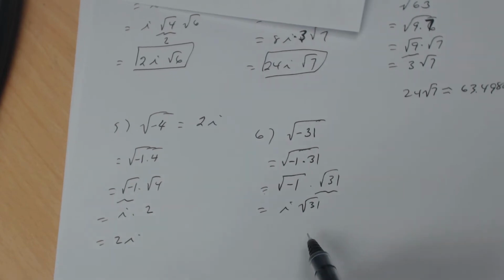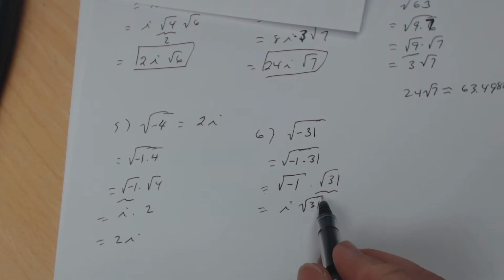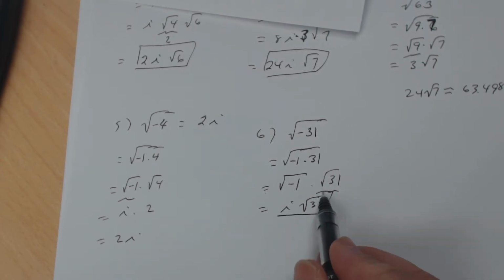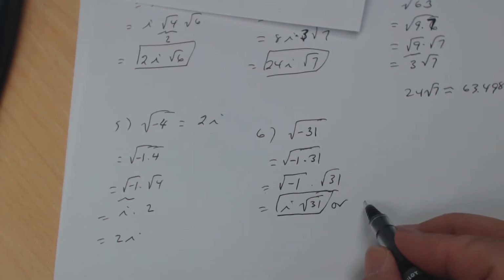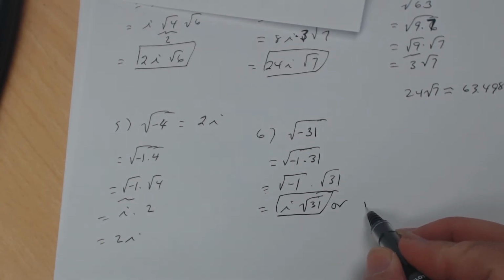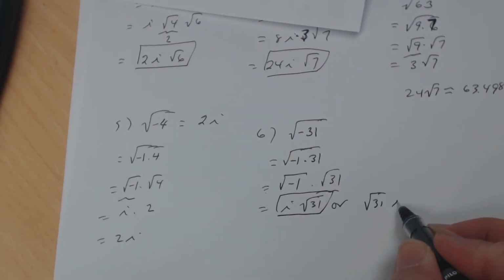Now, here's how you write this one. Now you can leave it like this. That's fine. Say i square root of 31. Or, here's how you would probably see it written: you would probably see it written as square root of 31 i.